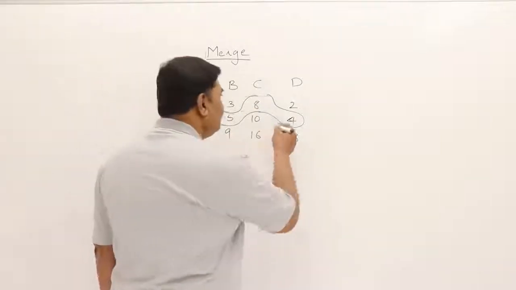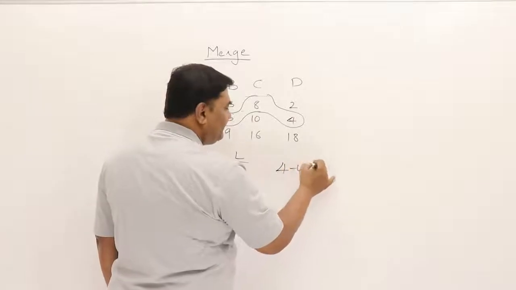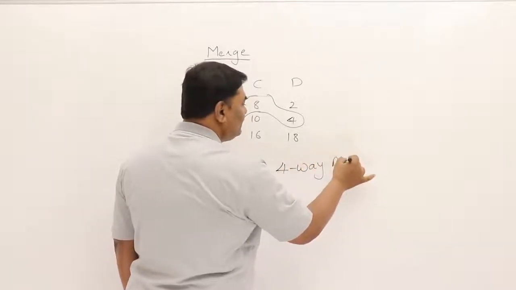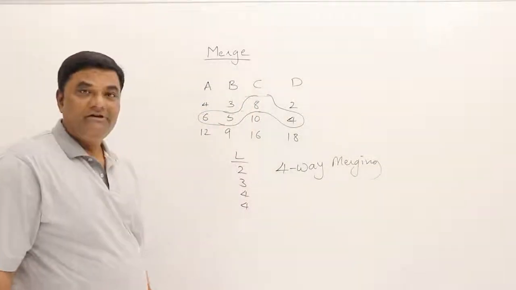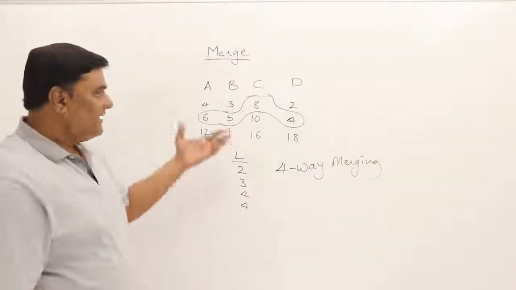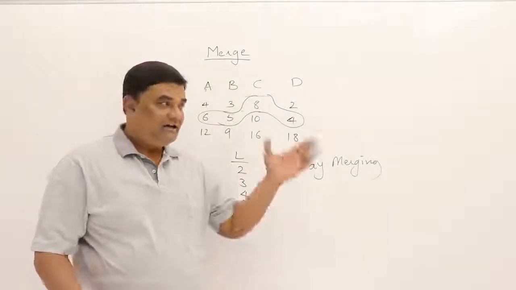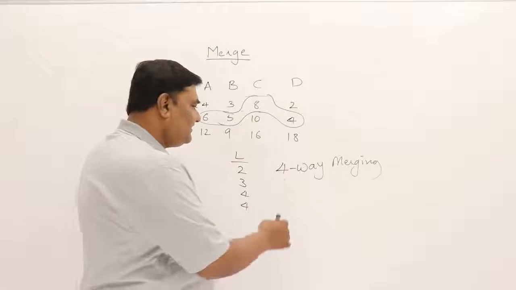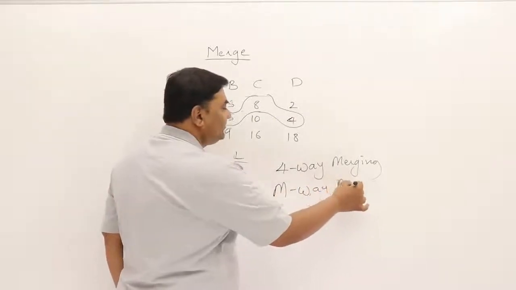So this method, if I take the example of 4, will be called 4-way merging. As there are four lists, it is four-way merging. So as many lists as you have, if you are following this procedure, it is called m-way merging.